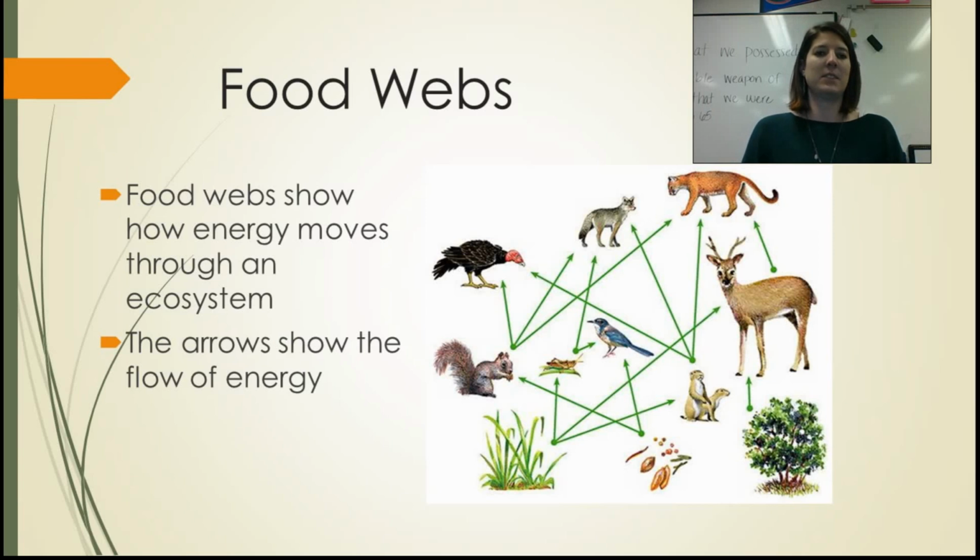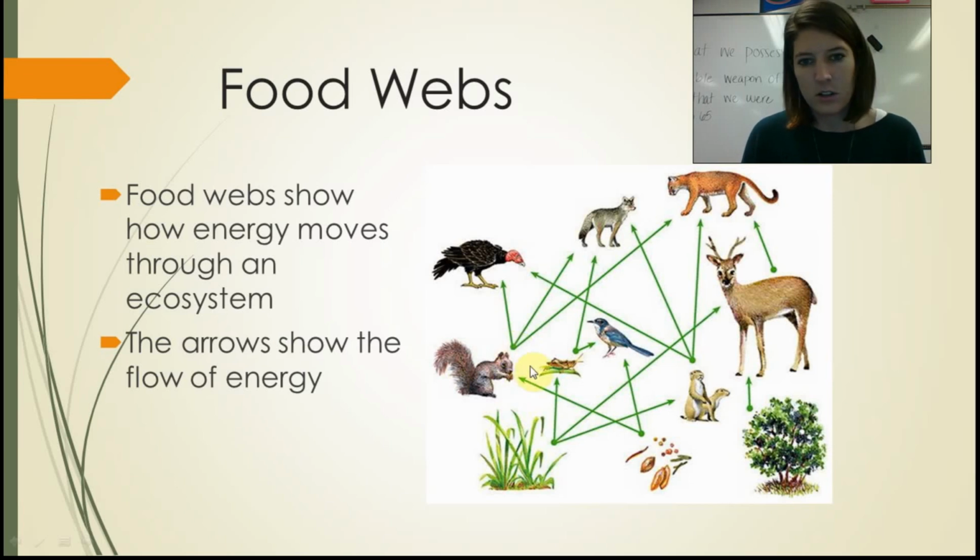A food web is something that shows how energy moves through an ecosystem. I'm sure you've seen food webs before. They're nothing new. You probably have seen them as early as elementary school. But here's what you might not have recognized: the arrows in the food web show which direction the energy is going, not who is eating who.